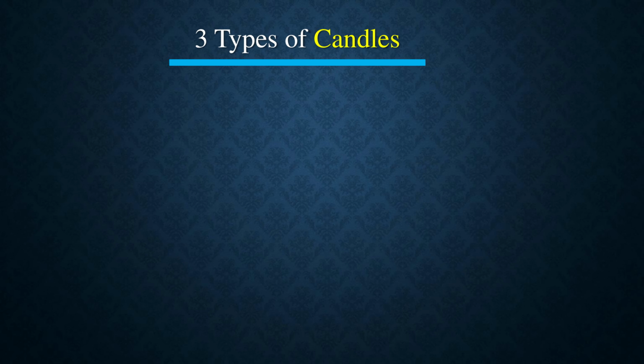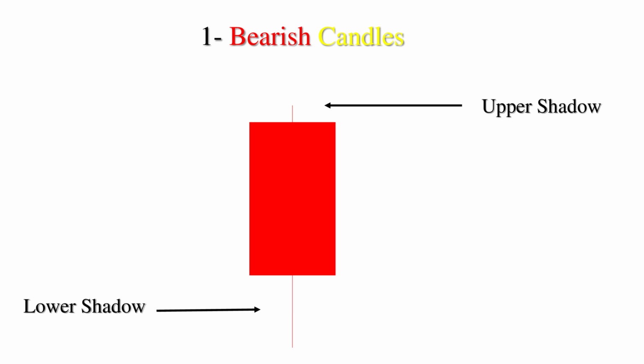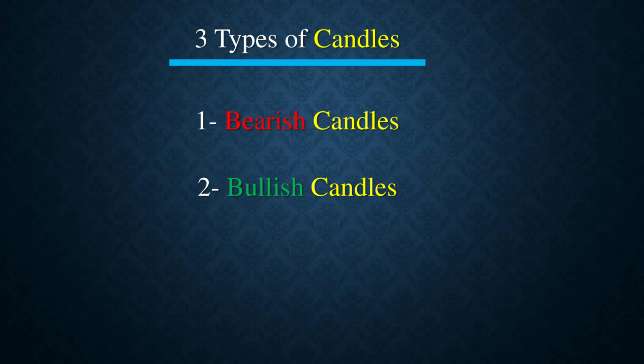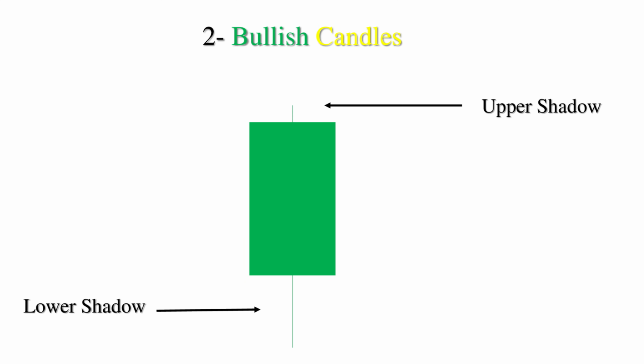Overall, candles in Heikin Ashi have three types. The first type is bearish candles. These candles have a big red body, a long lower shadow and a small upper shadow. The second type is bullish candles. These candles have a big green body, a long upper shadow and a small lower shadow.